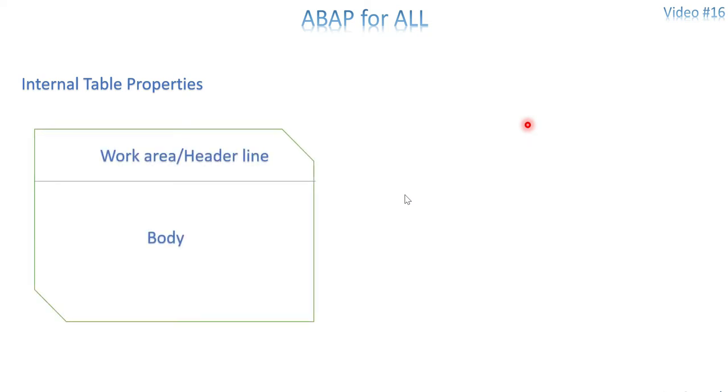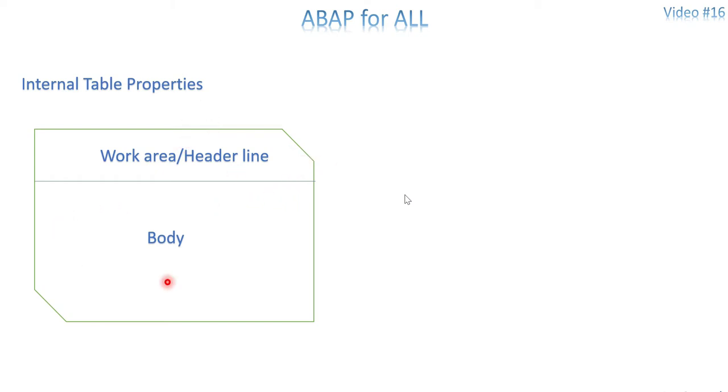Now, internal table properties. This is the very basic idea of an internal table, for your reference or imagination. Once you have imagined the internal table, the code which you're going to write is very easy to adapt. The first thing is it's divided into two places. The first one is the work area or header line. We have to identify this place called the work area, or the same place with a different name called the header line. The property of work area and header line is almost the same. This work area and header line can hold only one record at a time. I'll come to that a little later.